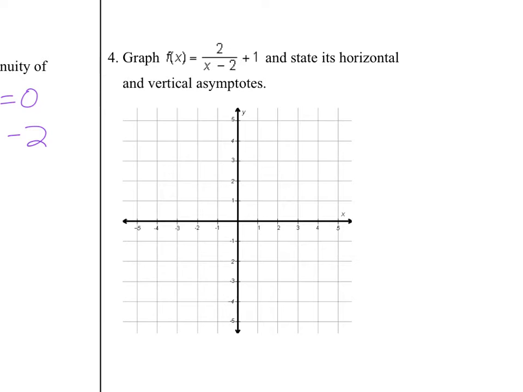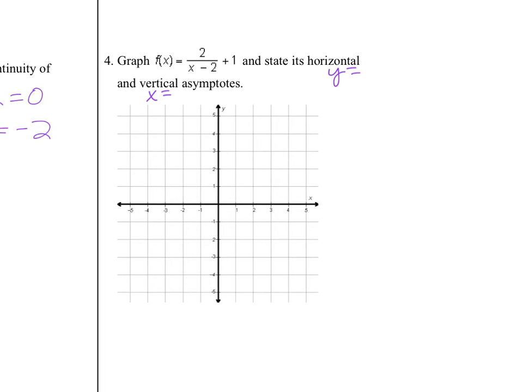All right, state the horizontal and vertical asymptotes. Horizontal are my y equal, and vertical are my x equal. All right, so x minus 2 has to equal 0, which means that x equals 2 is my vertical asymptote.